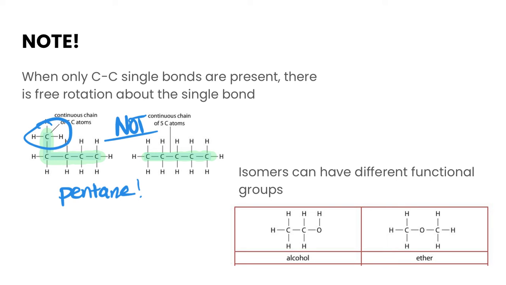The other key point is that isomers can have different functional groups. So here are a couple of isomers. One's an alcohol and one's an ether. But if we were to count up the carbons, they both have 2 carbons, 6 hydrogens, and 1 oxygen. But they have different connections, different functional groups, so they are isomers of each other.